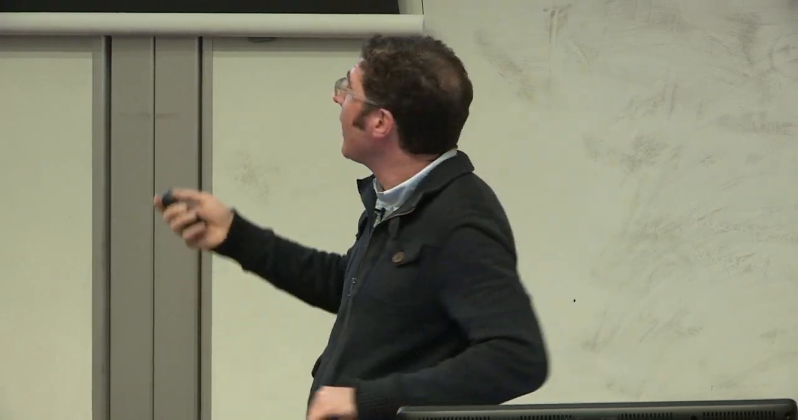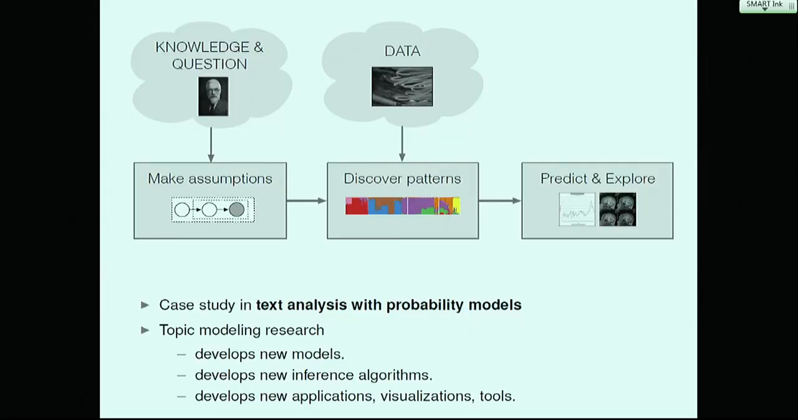And I like this picture. It's kind of a goofy picture, but it describes the process. We have our knowledge of the world and some kind of question we want to ask about it. We use our knowledge and the question to make assumptions, like we assume that documents exhibit multiple topics, but that word order doesn't matter. Then we take our assumptions, build our little graphical model, and combine them with our data to uncover patterns. That's inferring the hidden variables given the observations.